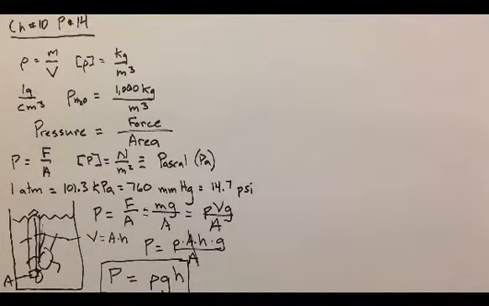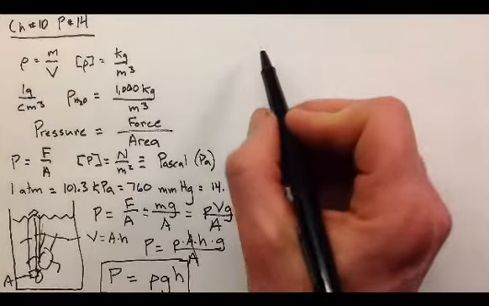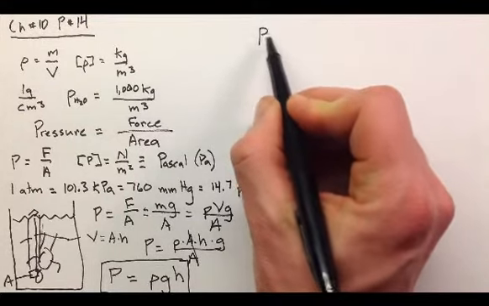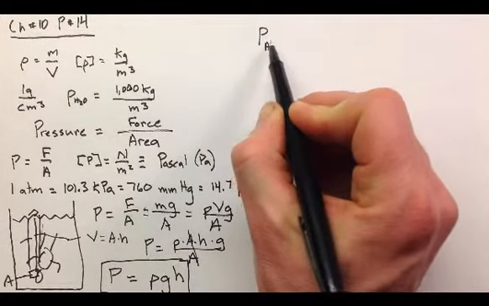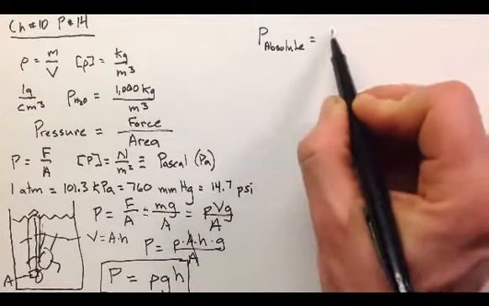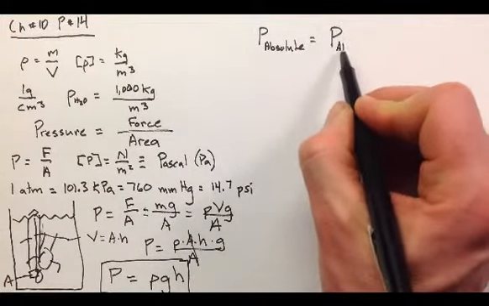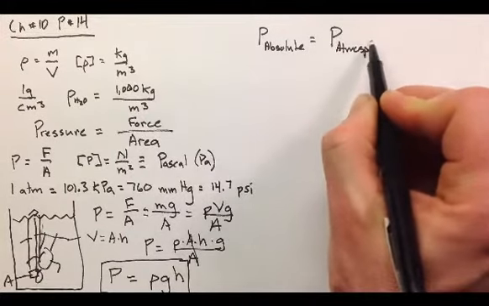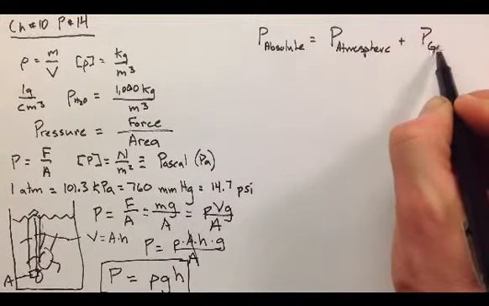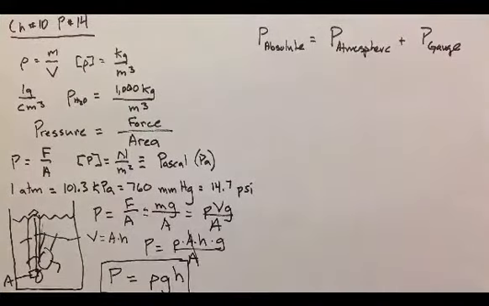Okay? All right, well, we have almost all the preliminaries done for what we need to do here. One more equation here. Absolute pressure is equal to atmospheric pressure plus gauge pressure. Mr. Kersen, what do you mean by this?